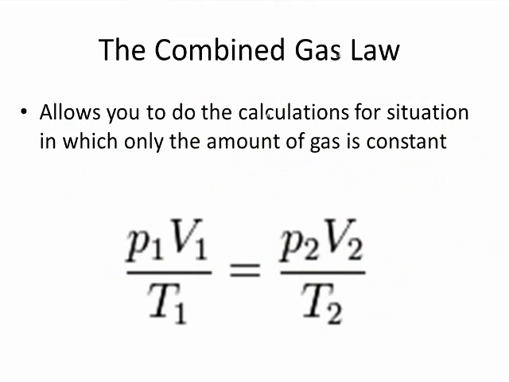Now, the next one is the combined gas law, and it allows you to do the calculations for a situation in which only the amount of gas is constant. So the pressure, the volume, the temperature, they can all change. So we have P1 V1 over T1 equals P2 V2 over T2. So we might have all three of those variables change, which of course can happen.